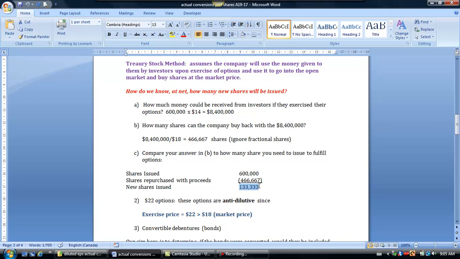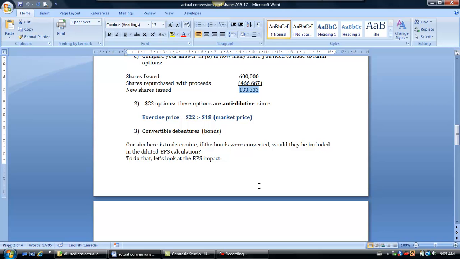Right? So let's now move on to the next set of options, and you can do your dilution test in any order you want. You don't have to do options first, but you do have to make sure that you test everything for dilution. Now, the $22 options are anti-dilutive because they're underwater. In other words, the exercise price is greater than the $18 market price. So these options we refer to as being underwater, i.e. not in the money. They have no intrinsic value. Therefore, they're anti-dilutive, and we're going to exclude them from our diluted EPS calculation.